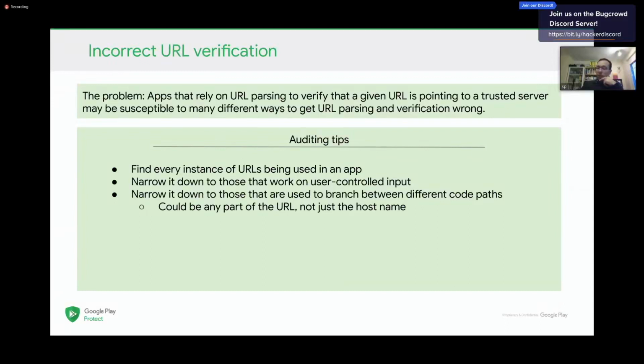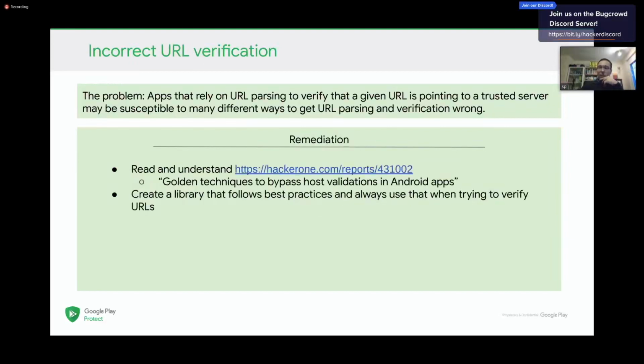It can be anything. You can maybe bypass it with the typical combo that we see in attacks, not just on Android, but also on the web, where you inject a fake user and password, or you inject a question mark that was not expected, and so on. And the very cool stuff is that someone who is one of our bug bounty top contributors actually wrote up a very nice report that is called Golden Techniques to Bypass Host Validations in Android Apps.